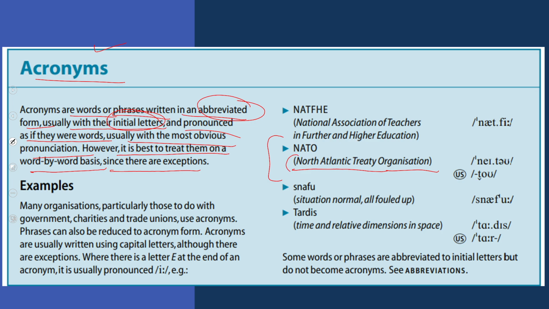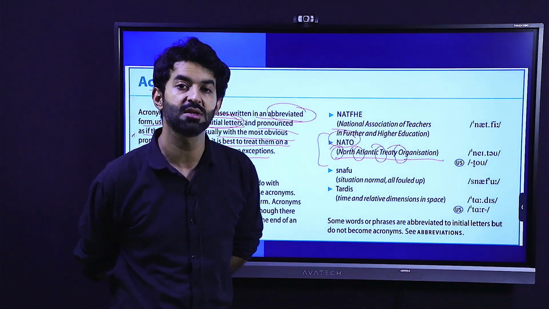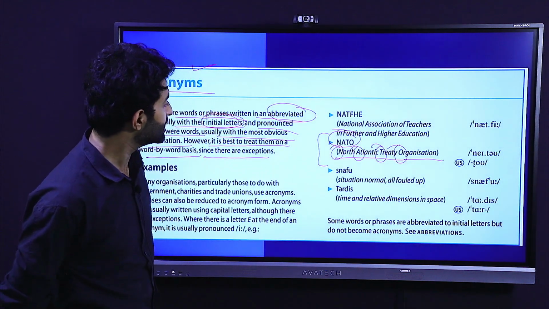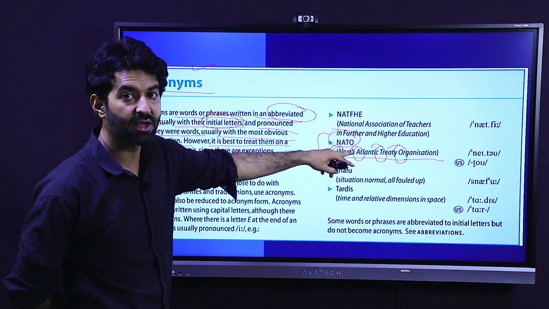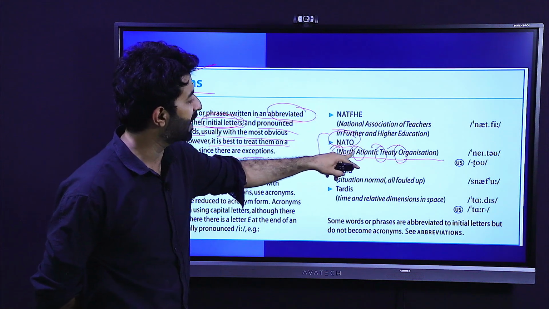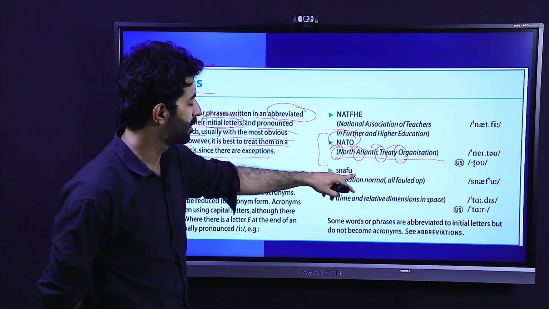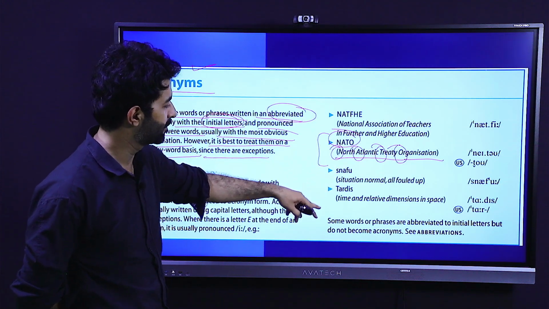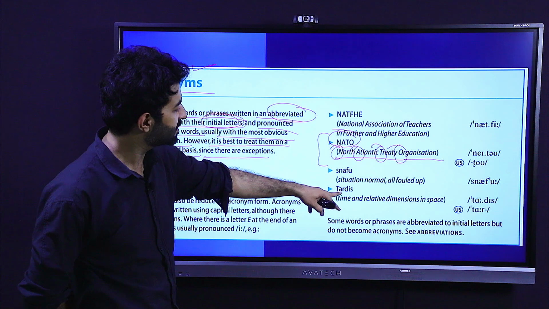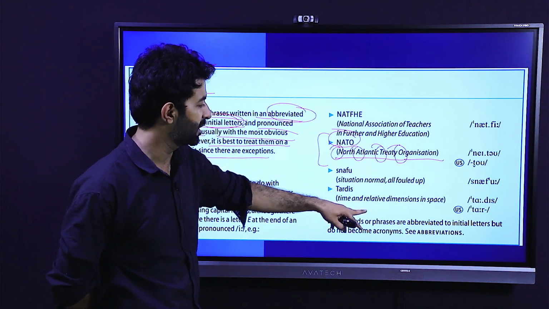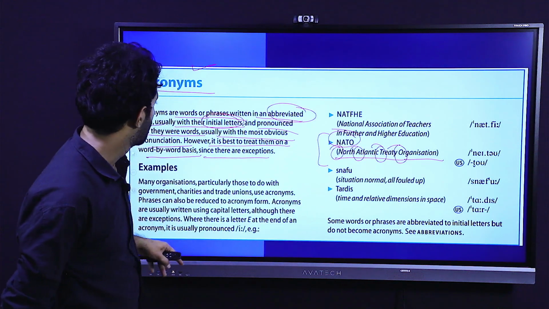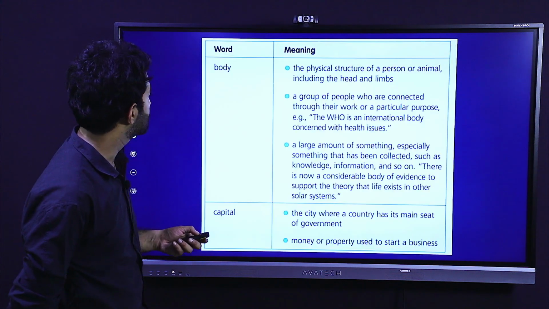Why NATO? N for North, A for Atlantic, T for Treaty, and O for Organization. It becomes NATO. So this NATO is an acronym. It is made up of each letter of the whole phrase. Exactly like TARDIS. TARDIS is Time and Relative Dimension in Space. This is called TARDIS. Now, this is all about acronyms.